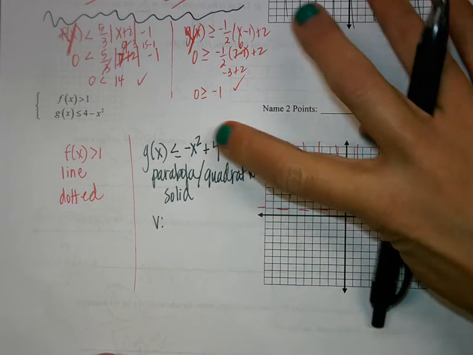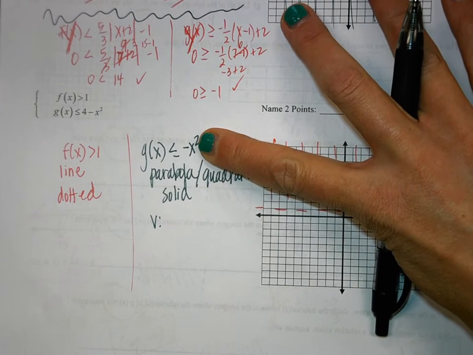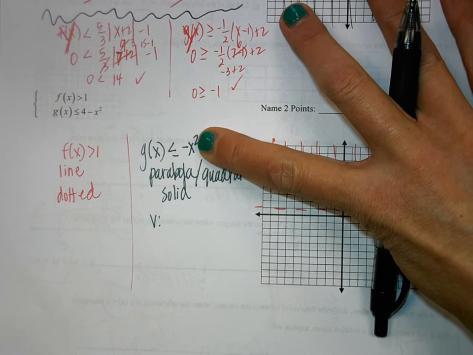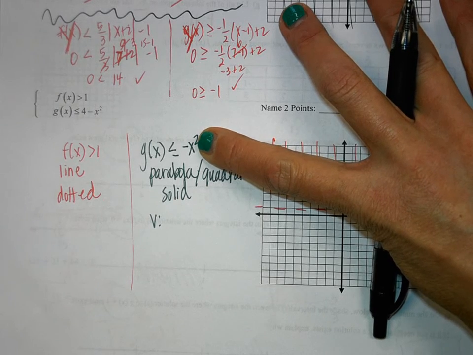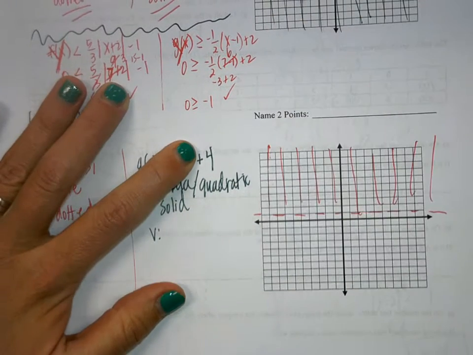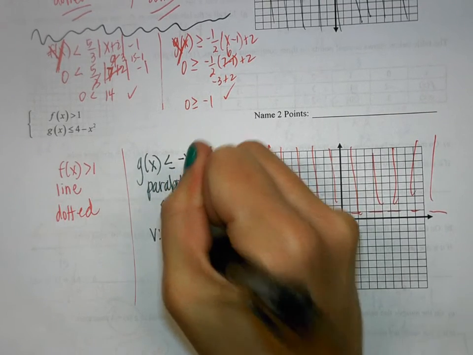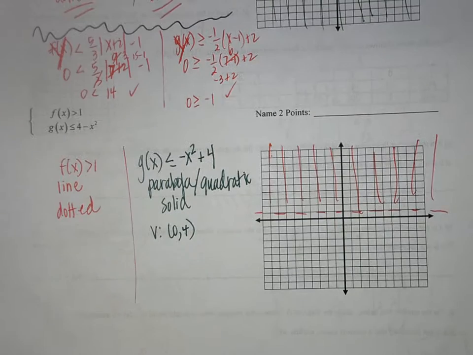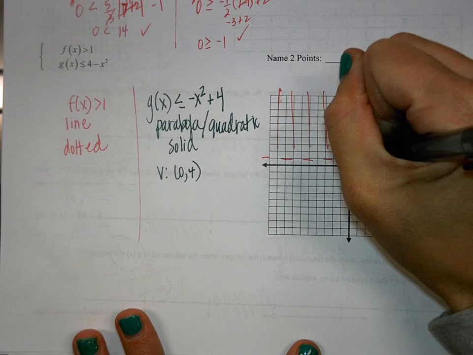So always look at the squared term. Is there parentheses or anything being added with the squared term where it's in parentheses? No, so the x part is 0, and then the y part is always the part at the end. Okay, so it's 0, 4.